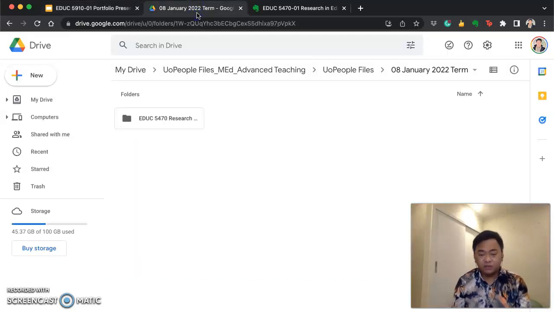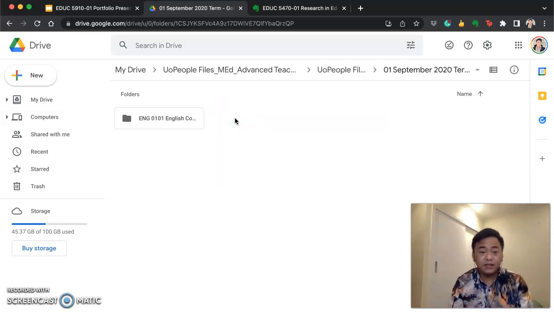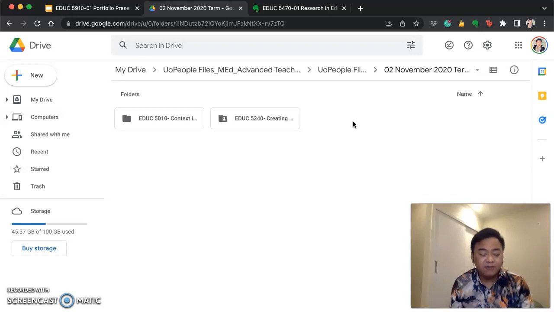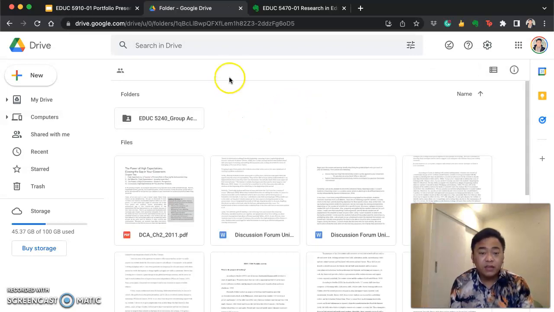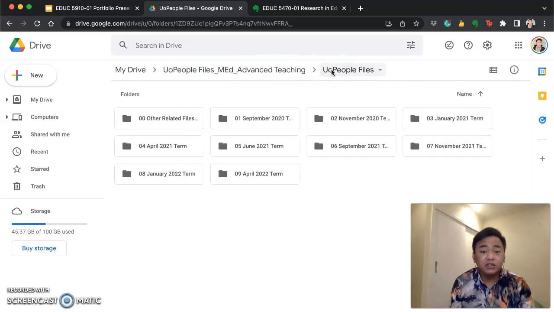So basically, if you go to my Google Drive folder, as you can see here, these are organized by term, so it's easy for me to look. And once you open it, you will be able to see the course subjects. I find this organization very effective and efficient in my way, because it's easy for me to look for the subjects and the topics for each subject.